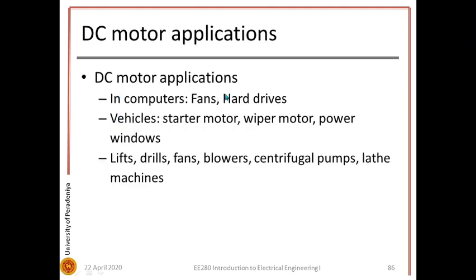So DC motors are used in different applications. So you could find fans, hard drives which are working in computers. In vehicles, you have the starter motors, wiper motor, power window operating motor. So there are a lot of ones. Then other than that, there are DC motors used in lifts, rails, fans, blowers, centrifugal pumps, lathe machines, etc.